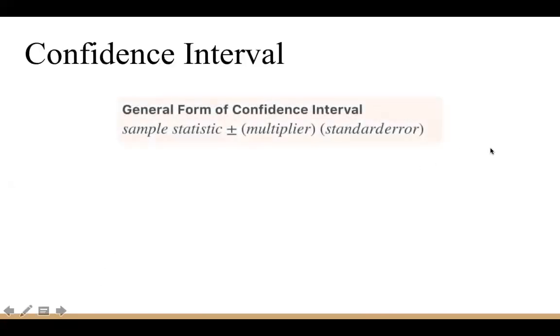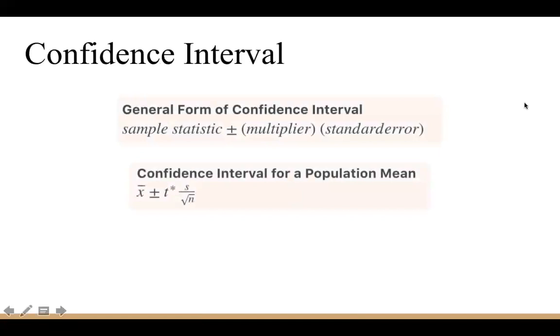So you remember the general form of your confidence interval? It's your sample statistic plus or minus your margin of error, which is just your multiplier times your standard error. And then your confidence interval for a population mean is similar. It's x bar plus or minus your t star times your standard error here, which is just the standard deviation over the square root of the sample size.